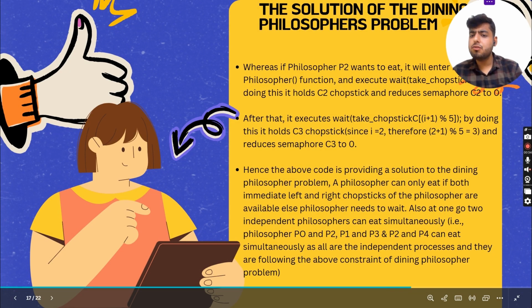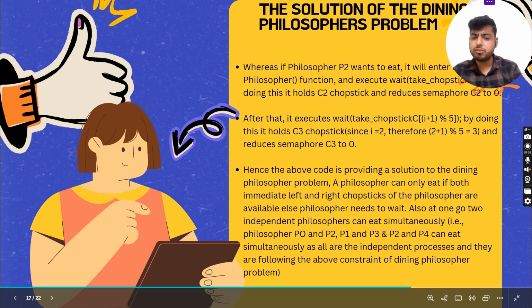But if philosopher P2 wants to eat, it will enter into the philosopher function and execute wait, take up chopstick of i. By doing this, it holds C2 chopstick and reduces semaphore C2 value to 0. Now, after that, it executes wait, take chopstick C of i plus 1 modulo 5. By doing this, it holds C3 chopstick. Since i is equal to 2, therefore 2 plus 1 modulo 5 is equal to 3. Now it reduces semaphore C3 value. Then it holds both chopsticks, which are C2 and C3.